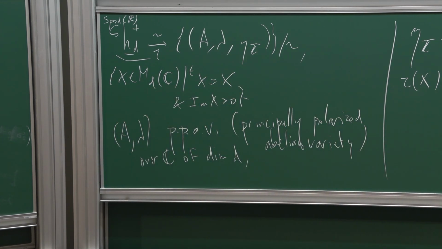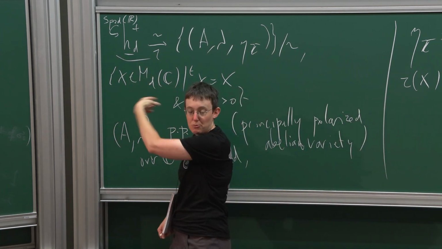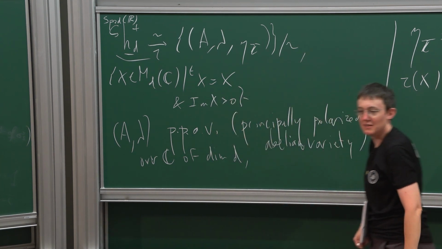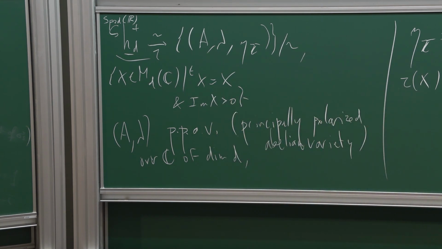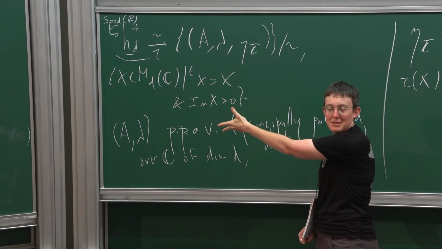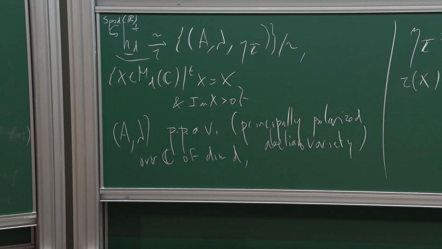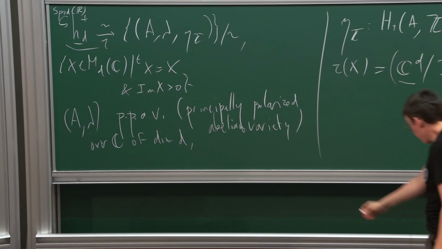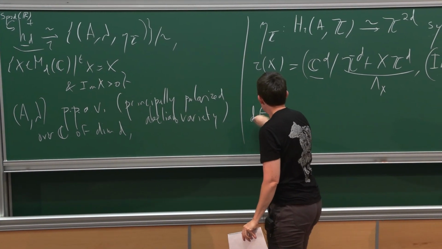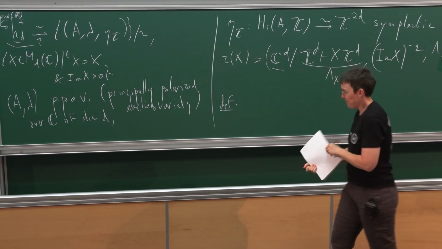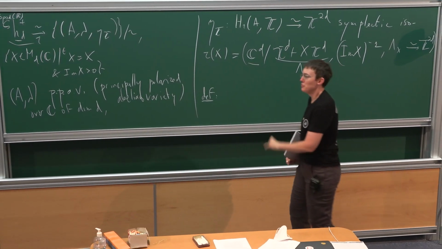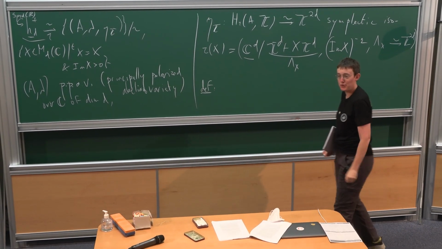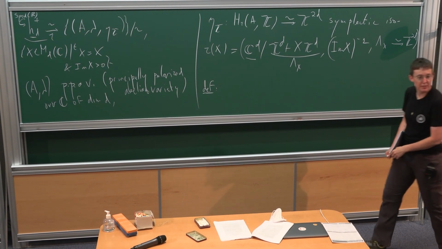However, I don't just want the quotient by Sp_2d of Z. I want the quotient by maybe congruence subgroups of Sp_2d of Z, or things like that. So that means I don't want to forget all of the eta, but maybe I just want to remember a small part of it. The thing I will remember is called the level structure on A lambda. So let's define that.